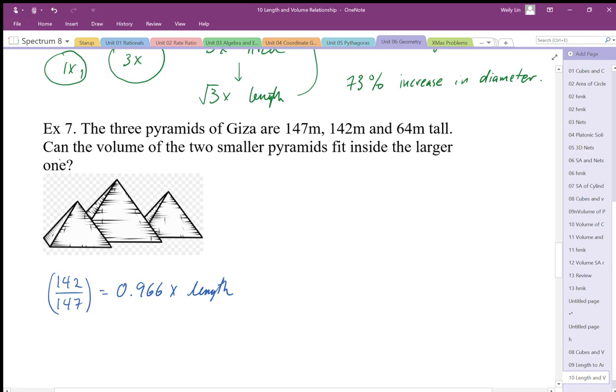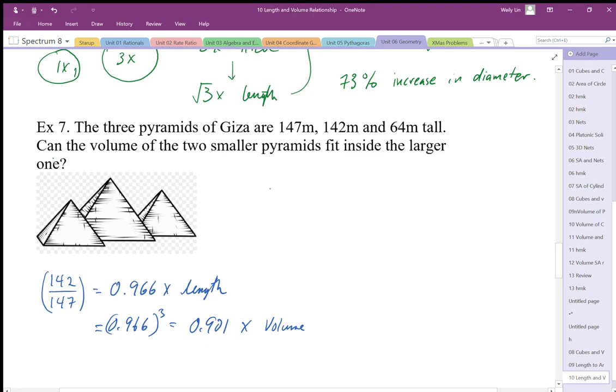Okay, now to figure out the volume multiplier, I'm going to cube that. So when I cube that, I'm going to end up with about 90.1%. So 0.901 times volume. Okay, so that's comparing the middle one to the largest one. So it occupies about 90% of the volume. I want to figure out what percentage volume the smaller one takes up.